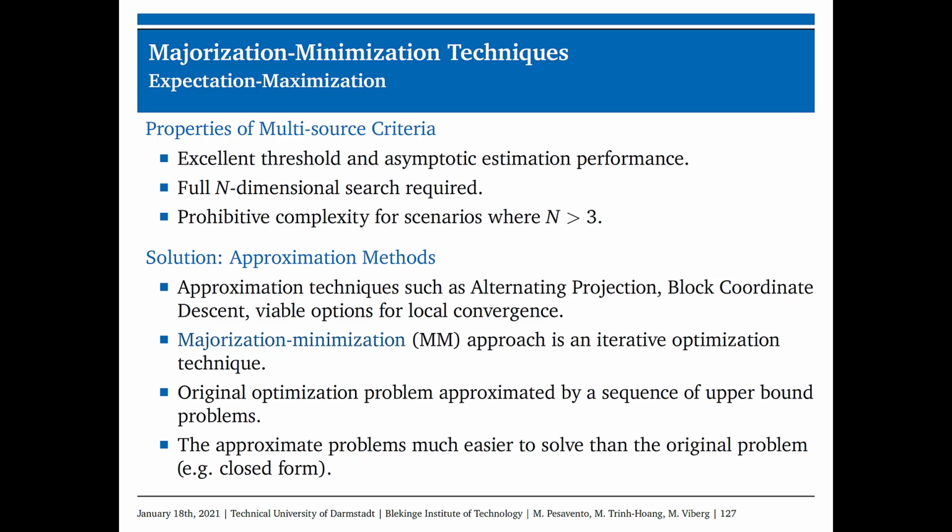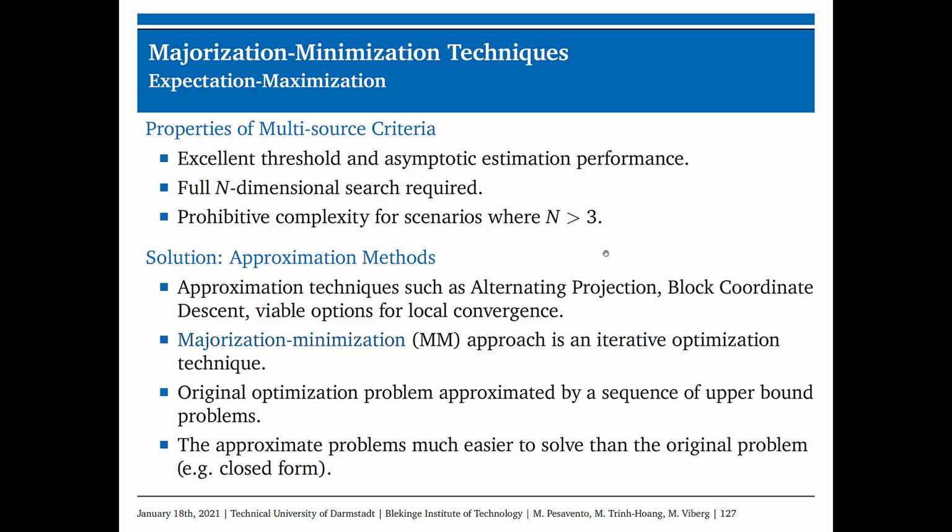Let us briefly recap. We have observed that the multi-source criteria show excellent threshold and also asymptotic estimation performance. However, this comes at the expense of a high computational cost, as they require exhaustive multidimensional search. And this search is prohibitive if the number of sources exceeds values such as n equal to 3. Instead of the multidimensional optimization, we can employ approximation techniques such as alternating projection or block coordinate descent, which are viable options for local convergence.